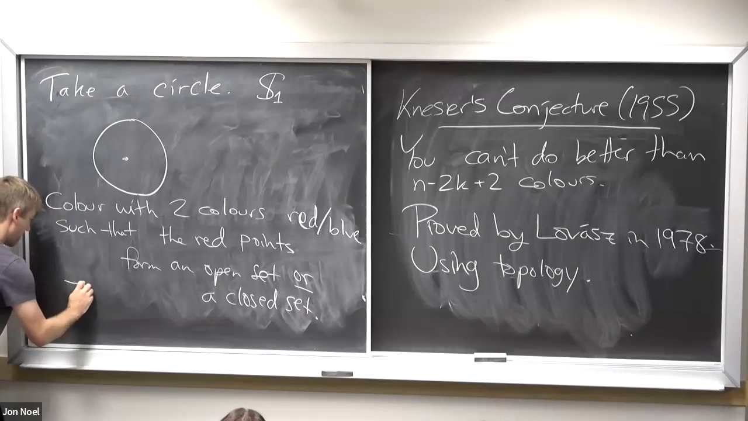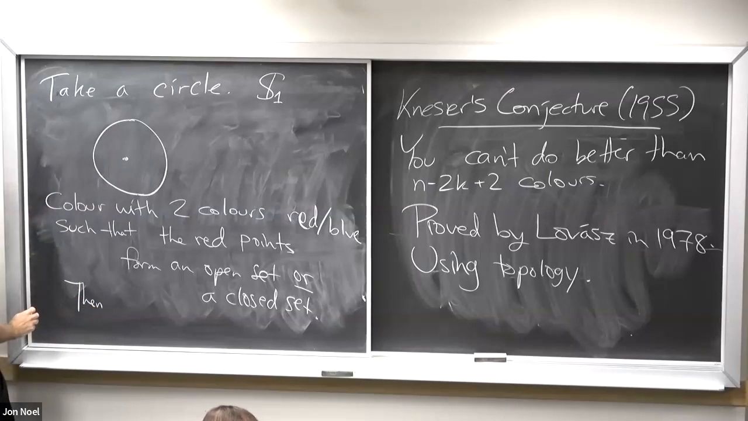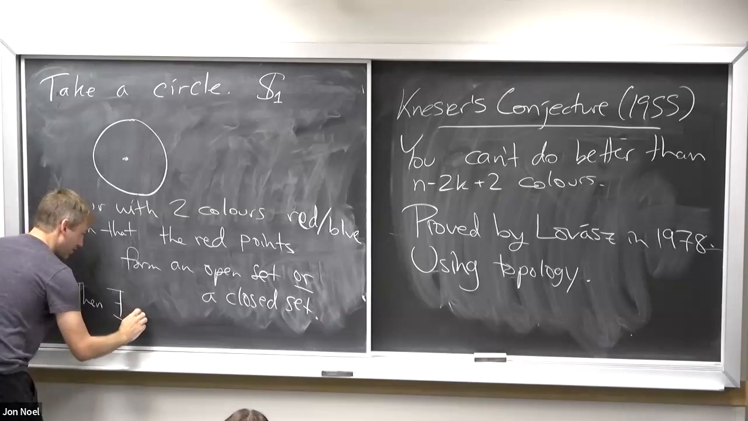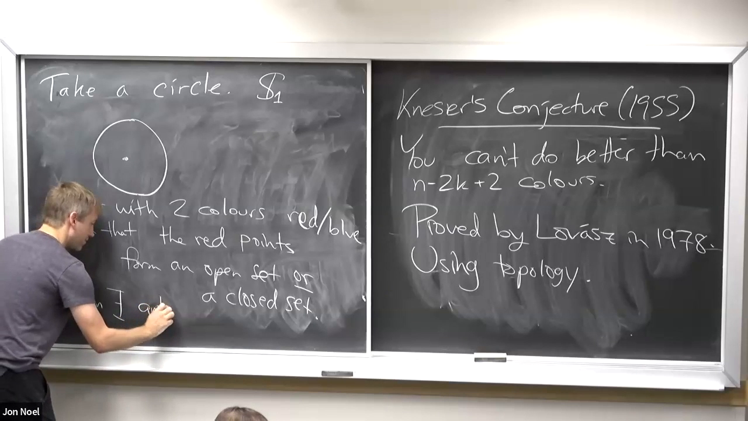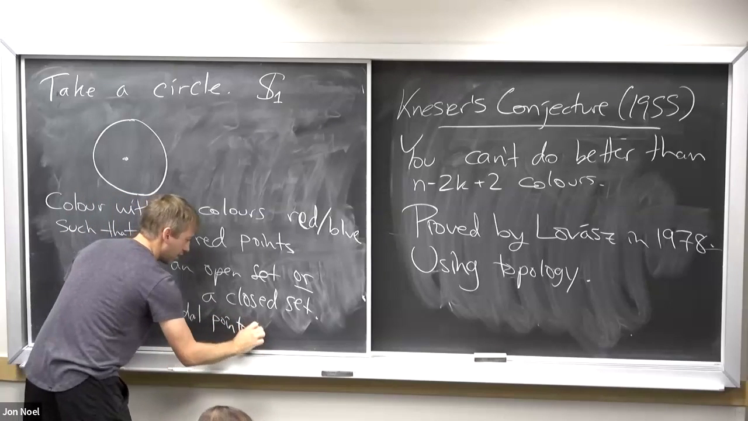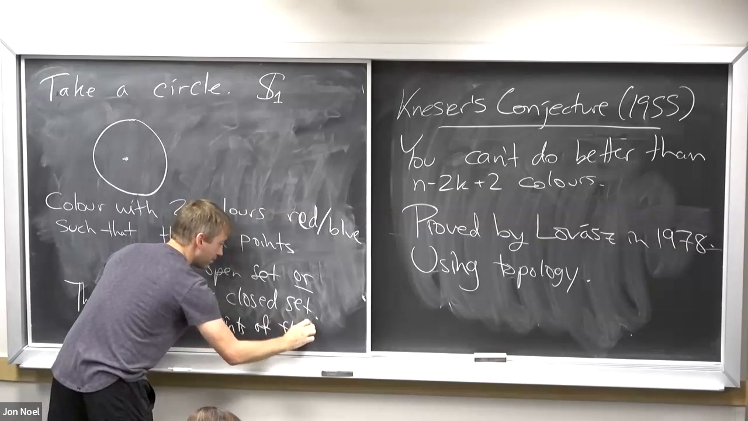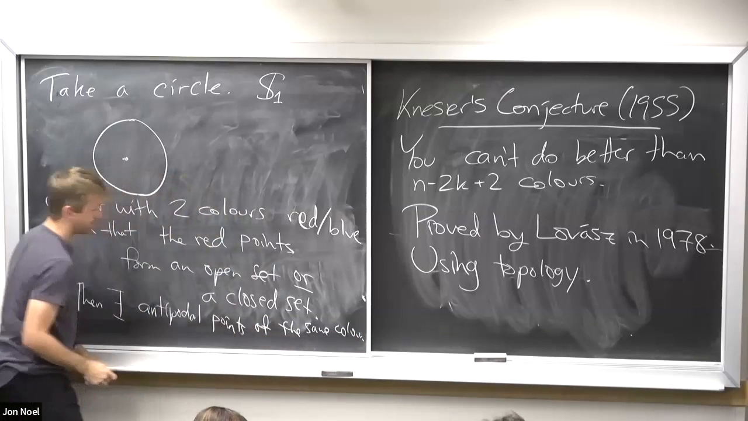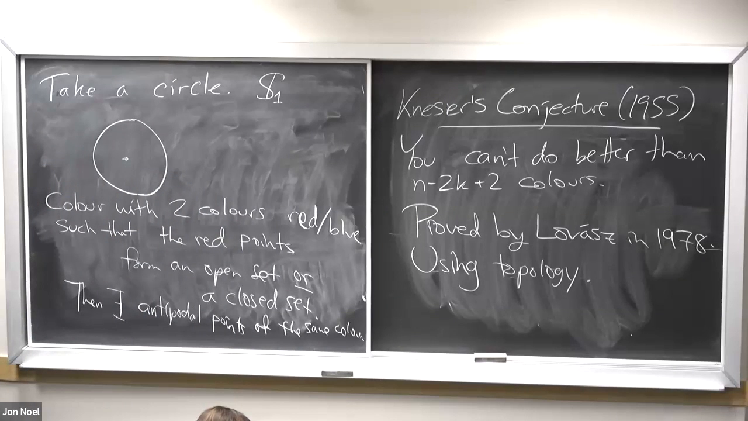Then there exist antipodal points of the same color. Basically, we're going to use a generalization of this to coloring the points of the sphere in higher dimensions.